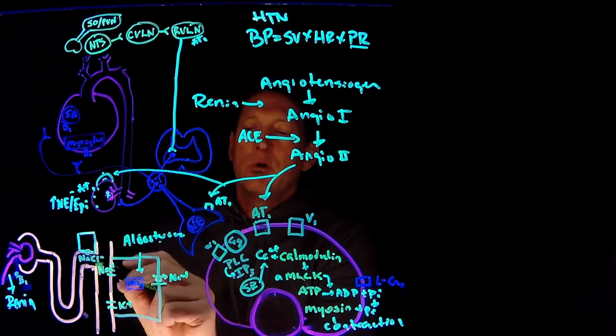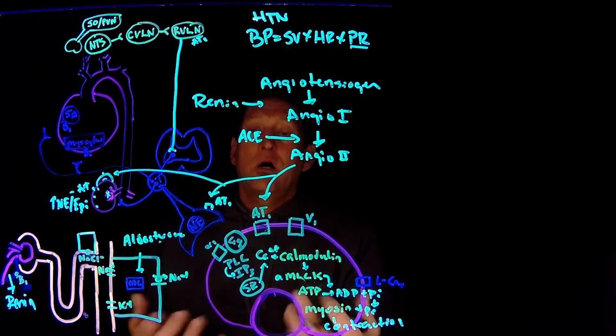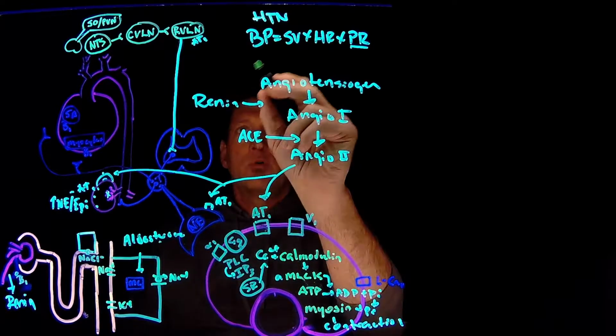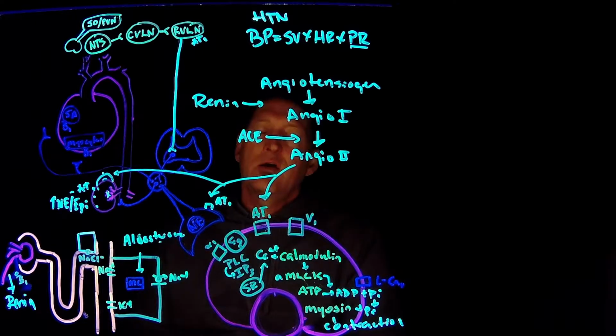Now as I pull sodium through here, I'm also pulling water. So aldosterone is onboarding more water. As I onboard more water, my blood pressure increases, my hypertensive state increases.